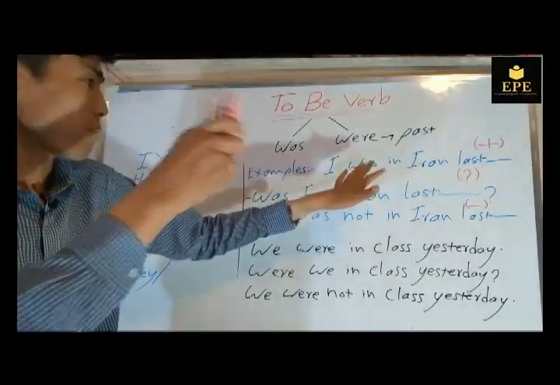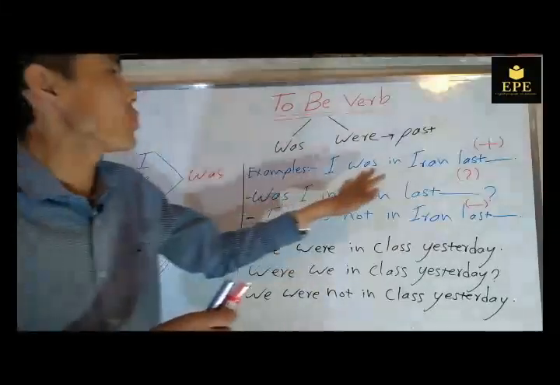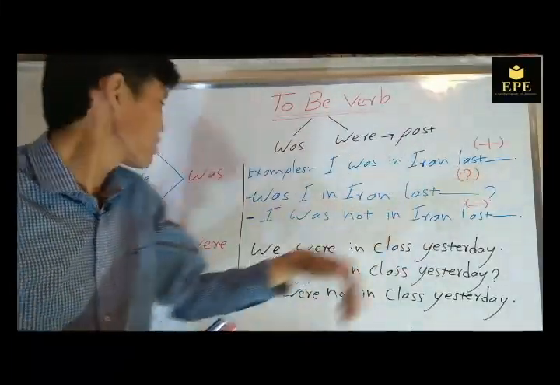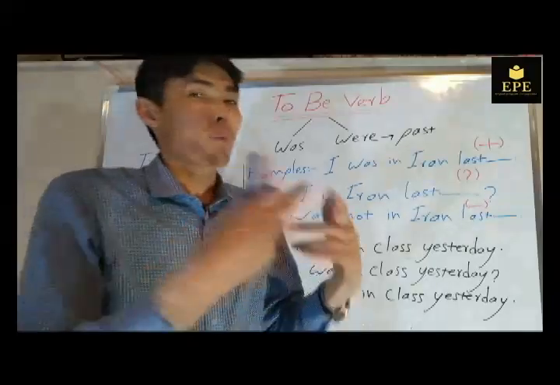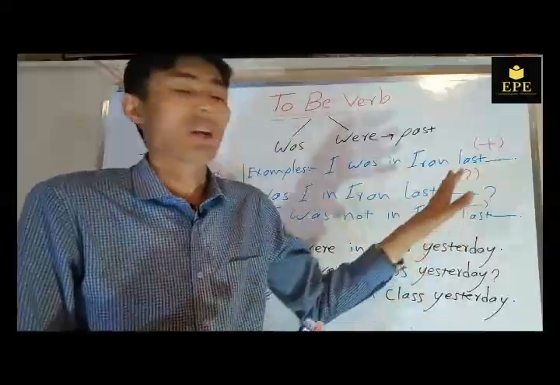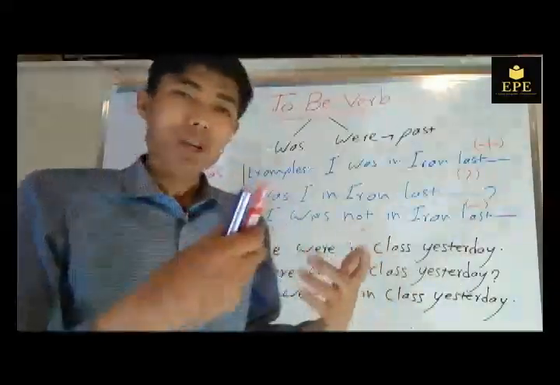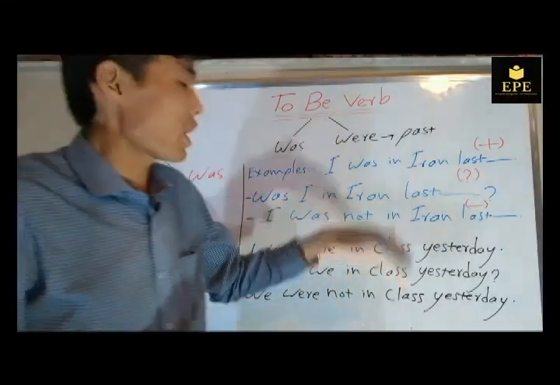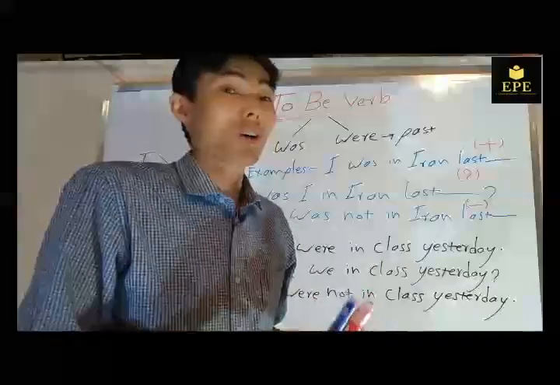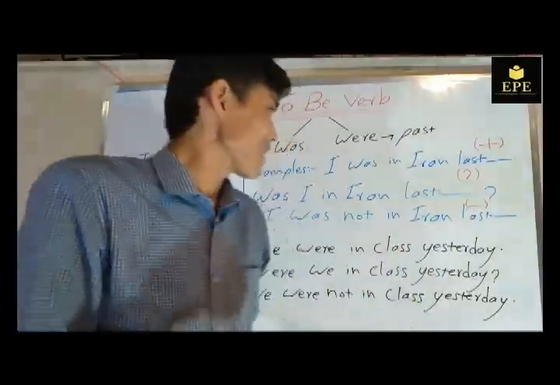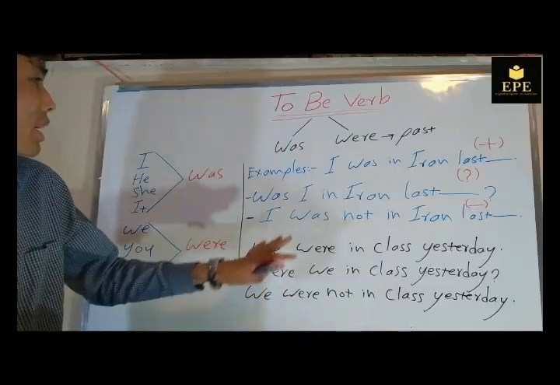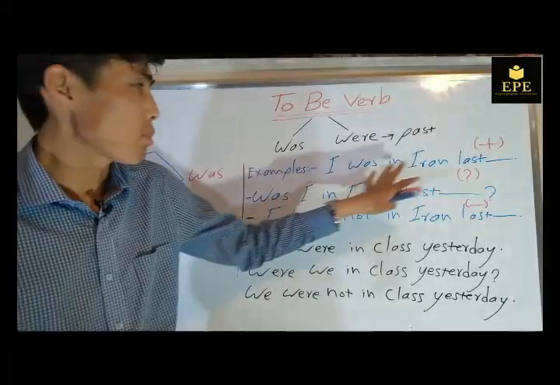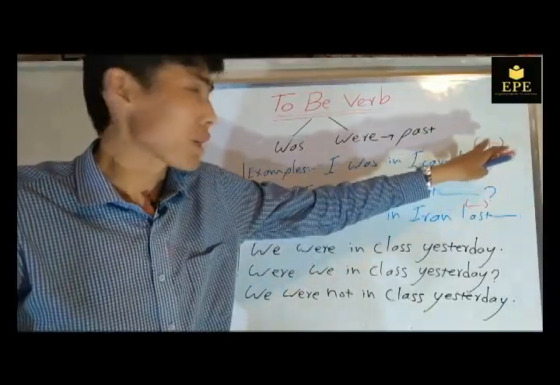Or you can say he was in Iran, he was in Pakistan, he was in India, like this. Or she was in Japan, in China, in class, like that. Or it was in Iran. It was in a taxi, like that you can say. So this one is the positive sentence here, which I marked.